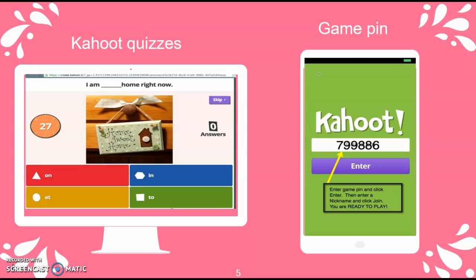In the first picture, you can see how Kahoot quizzes look like, and in the second one, you can see a game pin example.